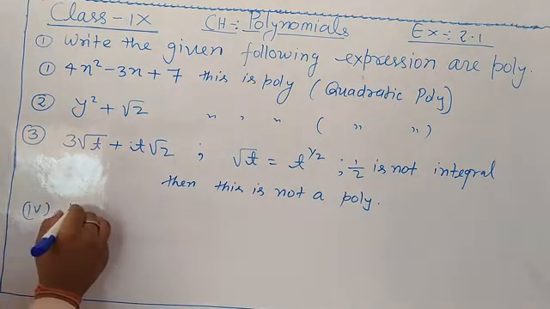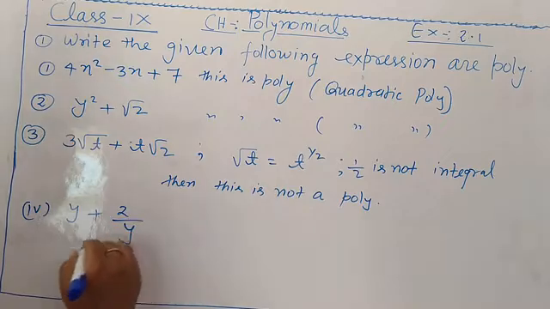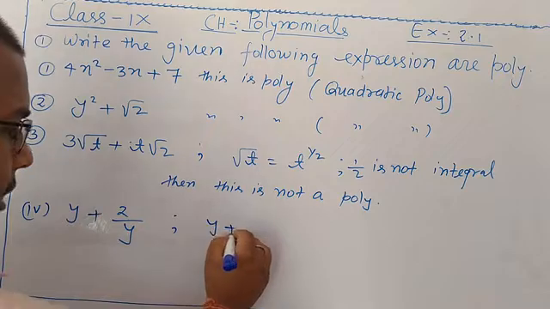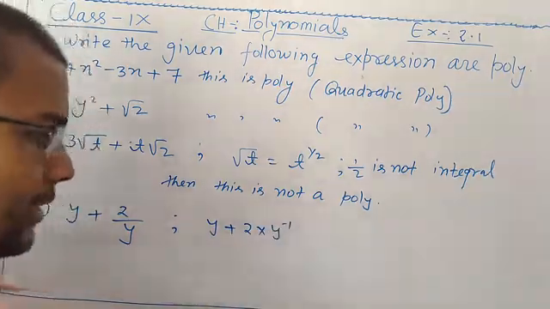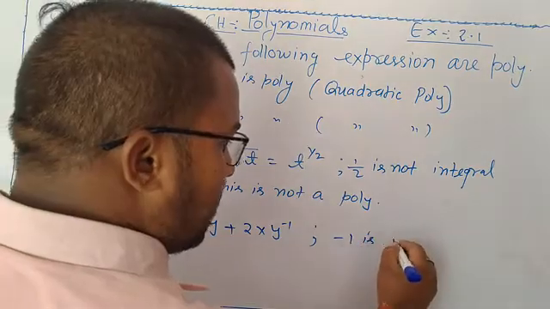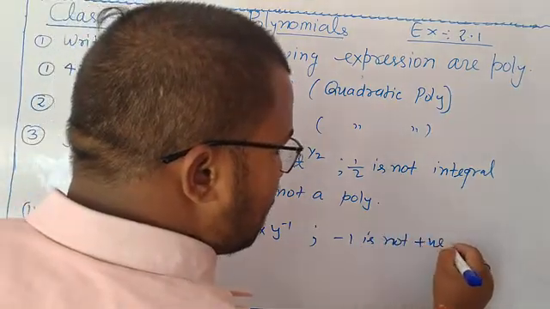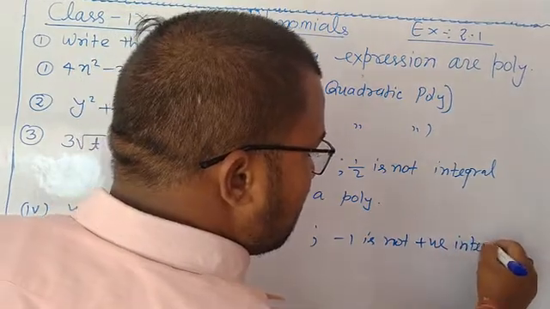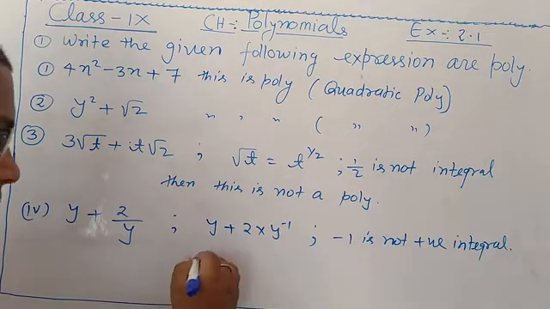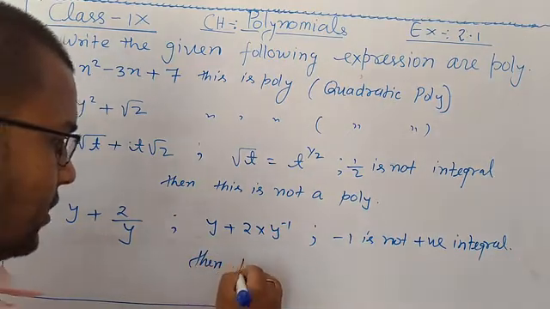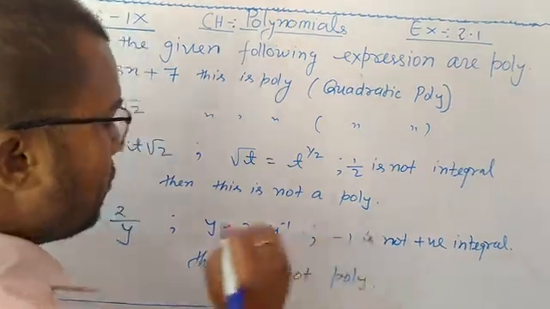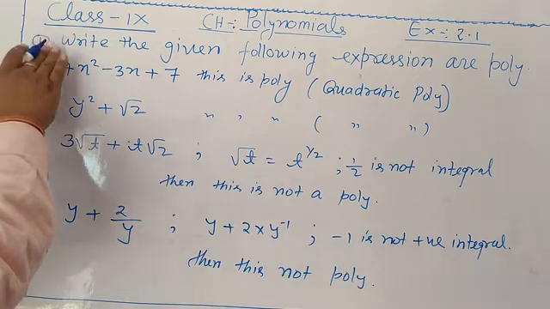Question number 4. y plus 2 upon y. Is this a polynomial, student? y plus 2 into y to the power minus 1, and minus 1 is not a positive integer. So minus 1 is not a positive integral power. Then this is not a polynomial.